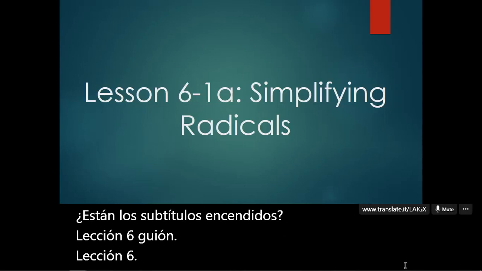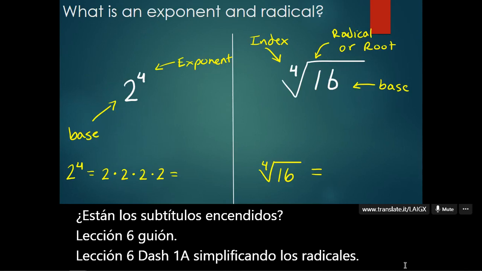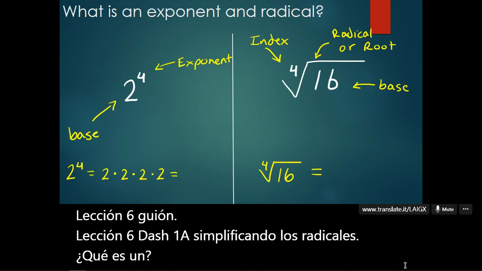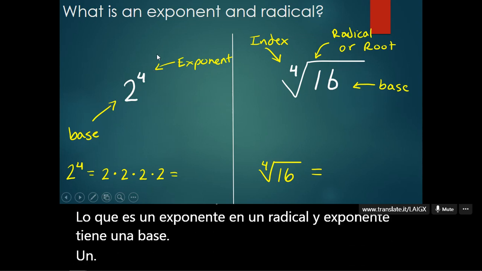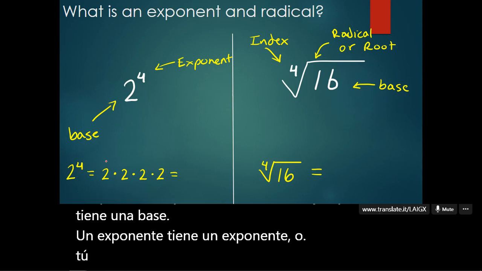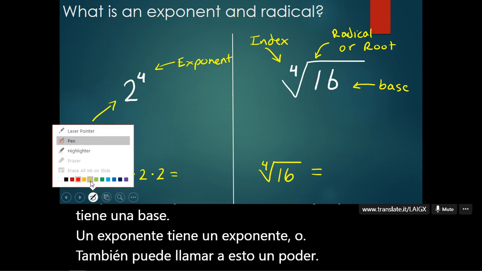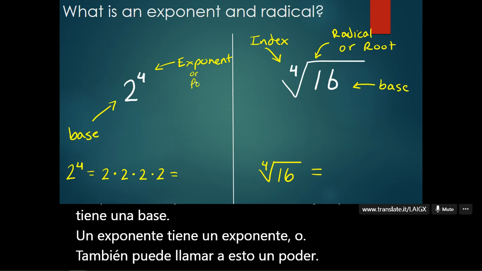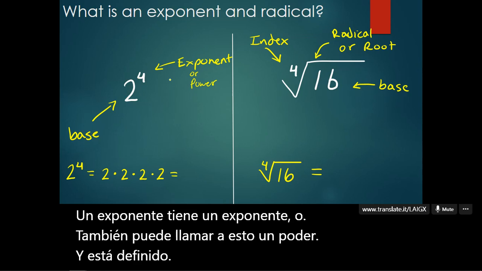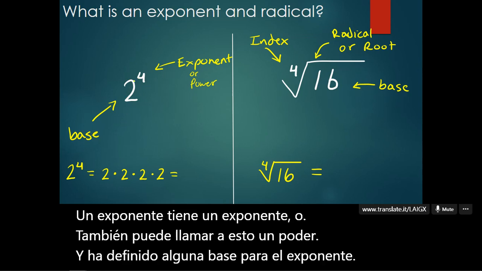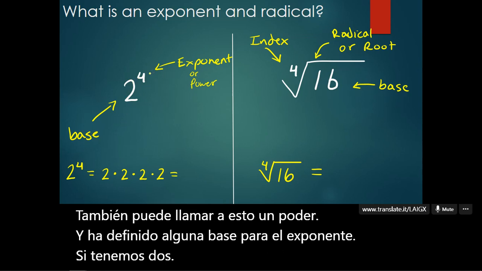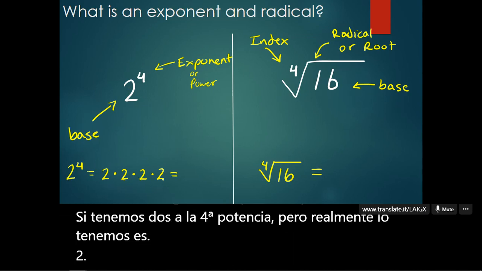6-1A, Simplifying Radicals. What is an exponent and a radical? An exponent has a base. An exponent has an exponent, or you can also call this a power. And it's defined as some base to the exponent. If we have 2 to the 4th power, what we really have is 2 times 2 times 2 times 2.